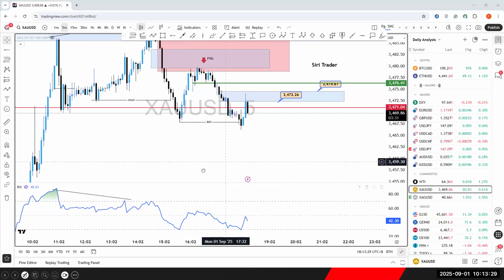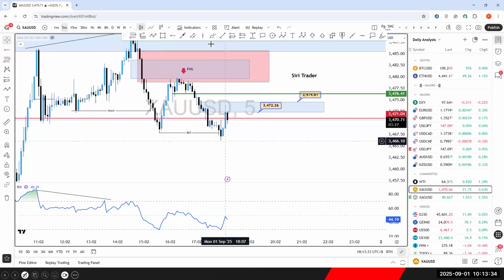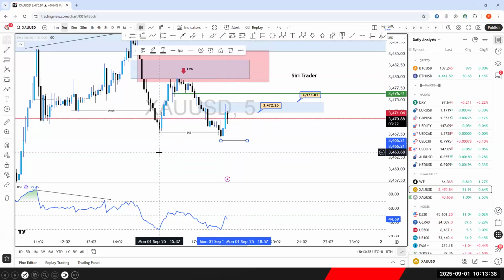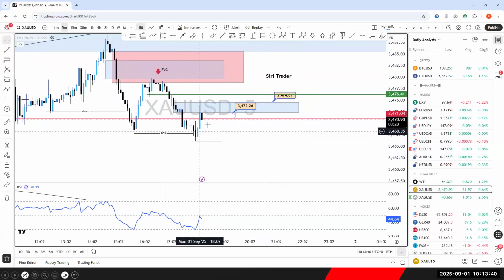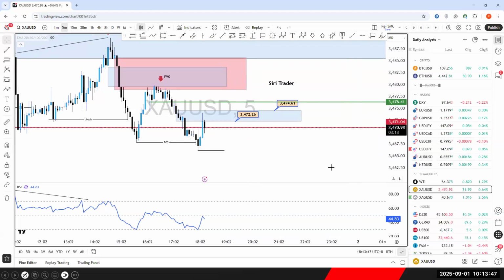Okay, now what I want to see is price break this low. Okay, want to see the price break this. So 40 pips, 40 pips just close. Okay, I already closed. I have very quick finger.